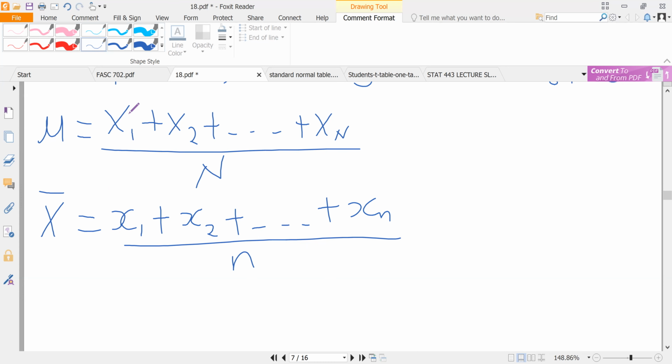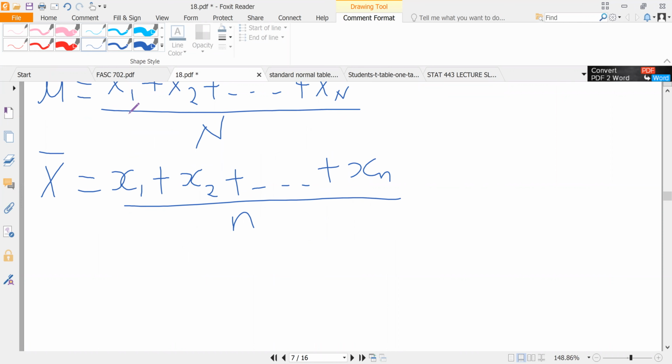Now, because we have used a sample to estimate this particular quantity, in any case where you are using samples to estimate population parameters, we'll find that most of the times these estimates may not be equal to the population parameters. Remember, this X bar is the estimator of the population mean.